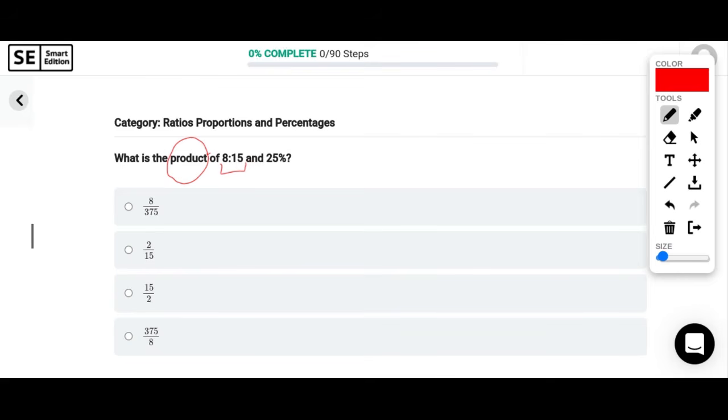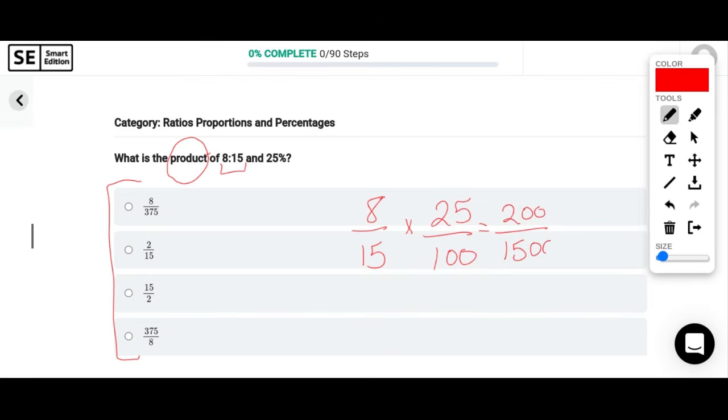I'm thinking fractions will be helpful. Another clue is that all of my choices are fractions. So nice to look at your answer choices sometimes to help. So I'm going to write 8 to 15 as 8 over 15, and I'm going to multiply that by 25%, which is 25 over 100. When I go through and multiply, I get 200 over 1,500. But I need to simplify. So it looks like I could divide both of these by 100 and get 2 over 15. So the product here is 2 over 15.